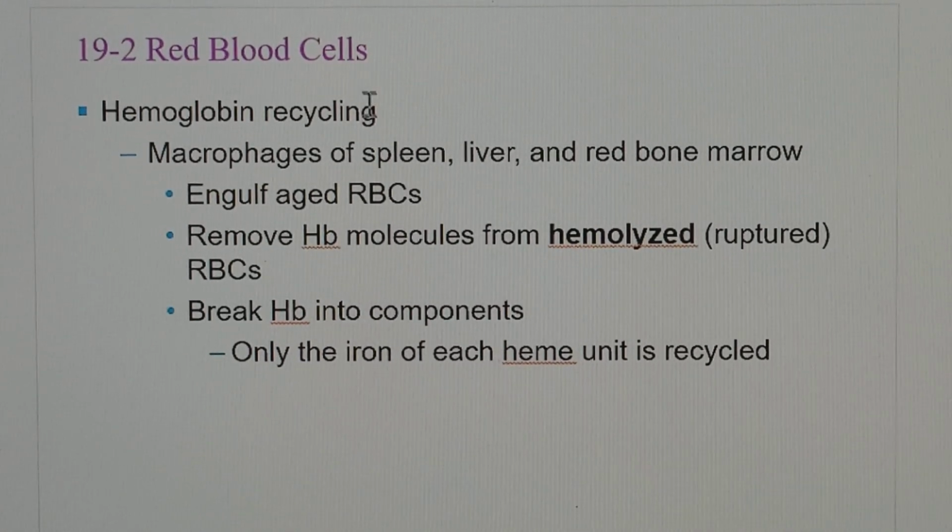Hemoglobin recycling. Macrophages, the eaters, the cleaners, of the spleen, liver, and red bone marrow engulf aged red blood cells. Again, we said they live 120 days. They could be damaged too. They remove hemoglobin molecules from hemolyzed or ruptured red blood cells, break the hemoglobin into components, and only the iron of the heme unit is recycled.